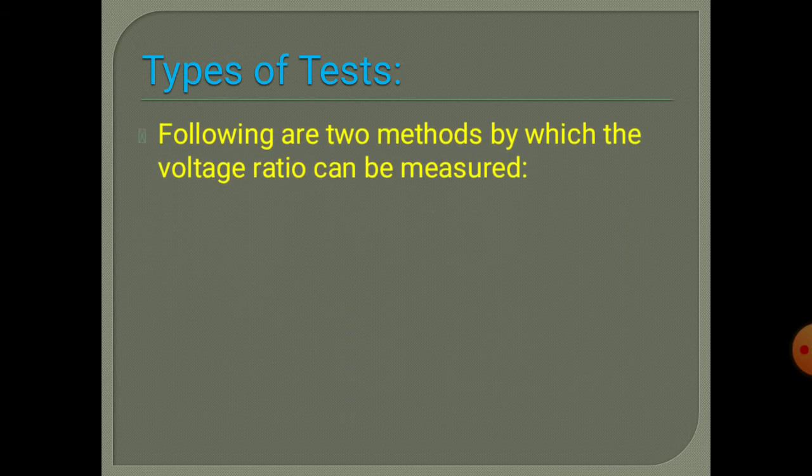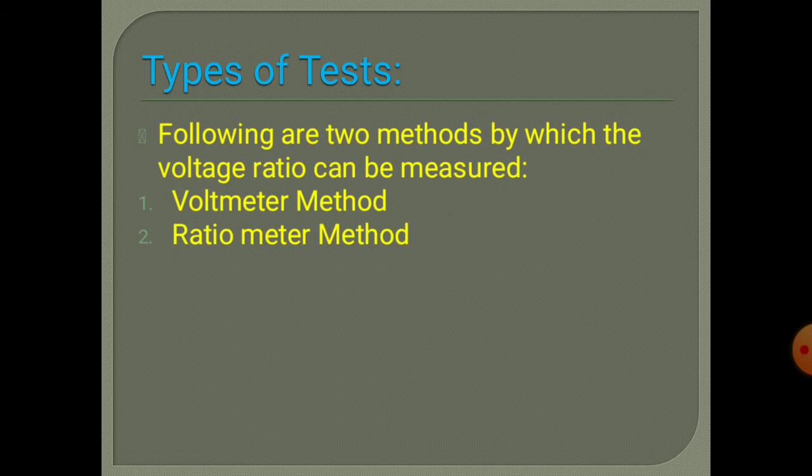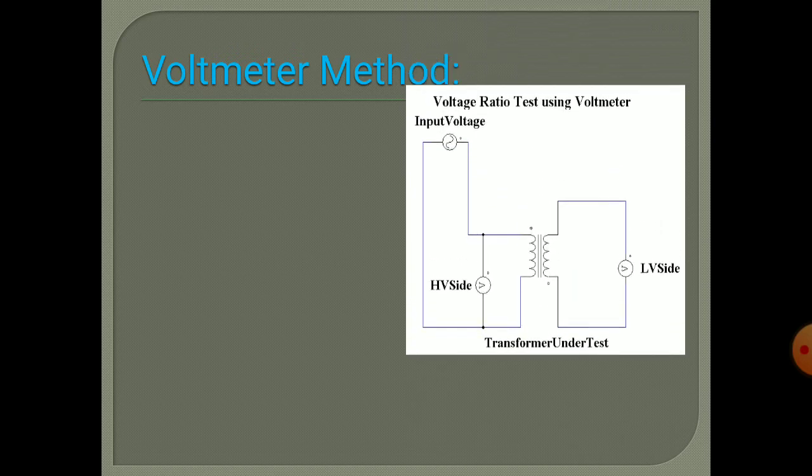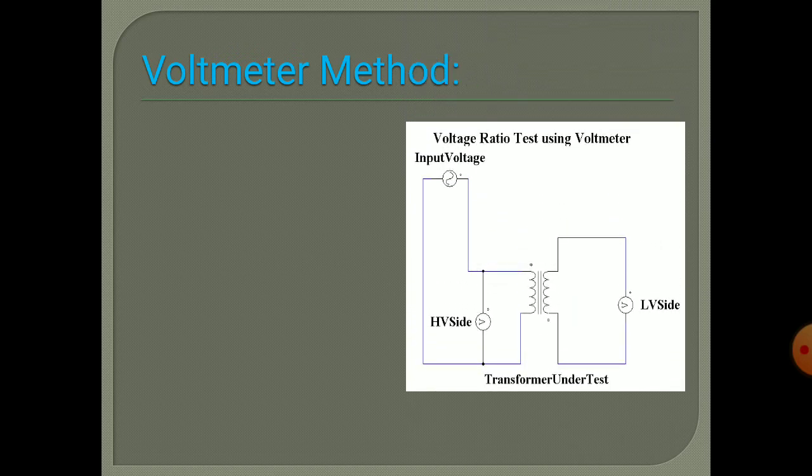Now, what are the basic types of the test we will discuss. There are two methods by which the voltage ratio can be measured. The very first is the voltmeter method and the second one is the ratio meter method. Let us try to discuss the voltmeter method. The figure shows the actual arrangement of the voltage ratio measurement by voltmeter.